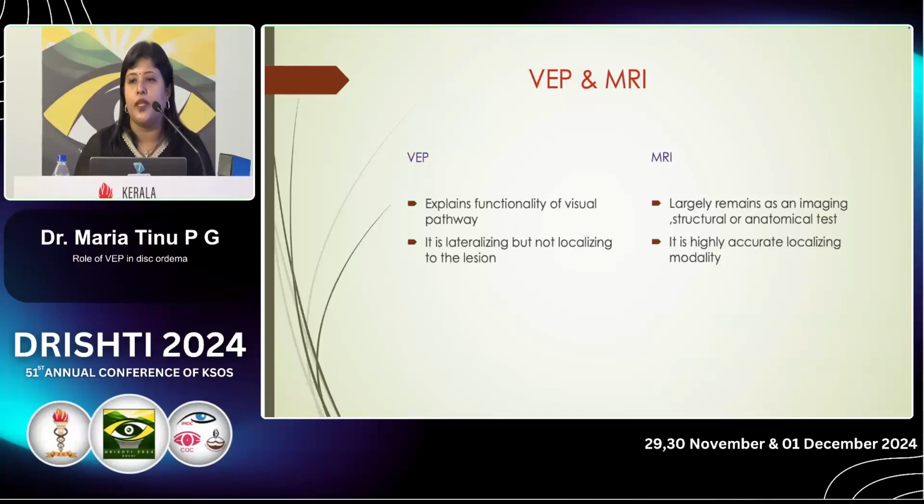In the previous section, Madam spoke about the importance of doing MRI, so I am doing a simple comparison between VEP and MRI. VEP explains the functionality of the visual pathway, whereas MRI gives structural and anatomical information about the disease. VEP is lateralizing but not localizing, whereas MRI gives information about where the disease is, the localizing property. Under the given circumstances, they may be complementary to each other.